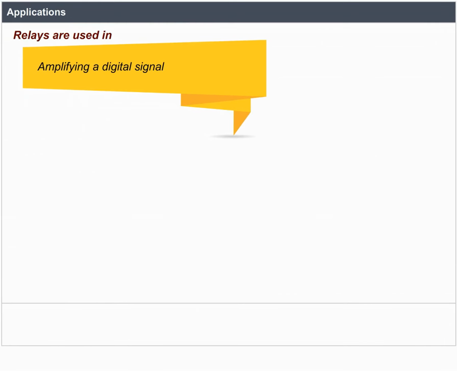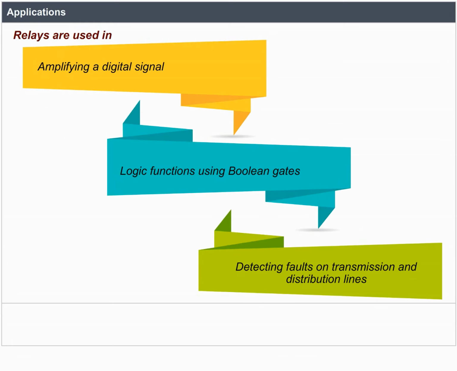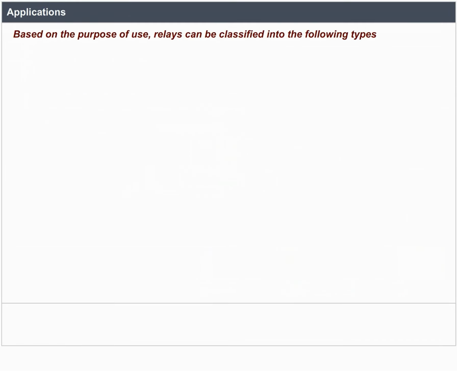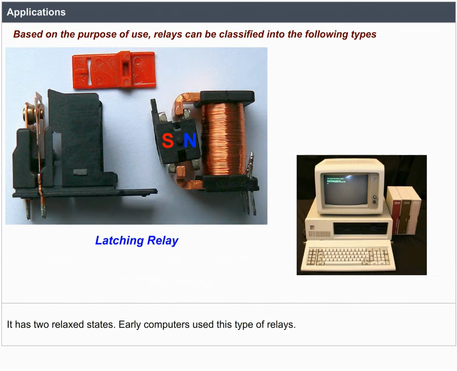Applications. Relays are used in amplifying a digital signal, logic functions using Boolean gates, and detecting faults on transmission and distribution lines. Based on the purpose of use, relays can be classified into the following types. Latching relay. It has two relaxed states. Early computers used this type of relay.